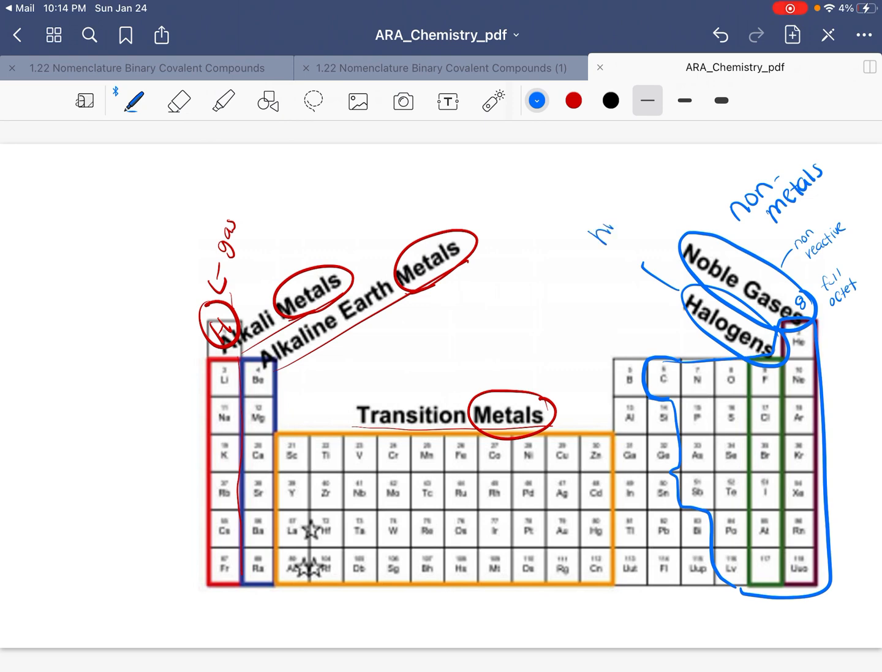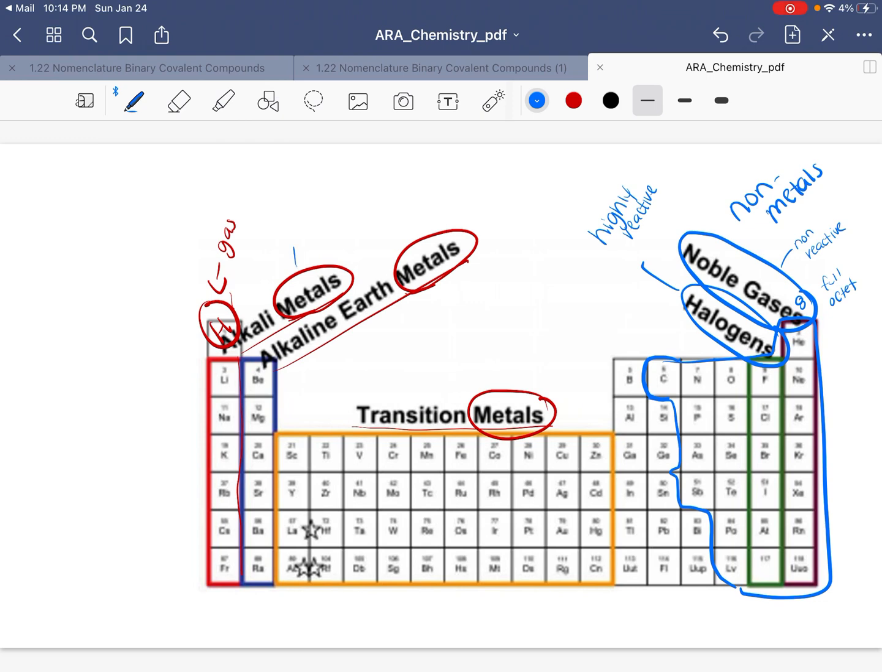Halogens, on the other side, are highly reactive. What happens is these have 7 valence electrons because they only need 1 more electron to get to 8. They're going crazy. Anywhere they can find an electron, they're going to look for it. So they are highly reactive.